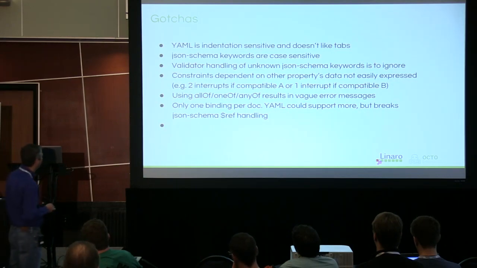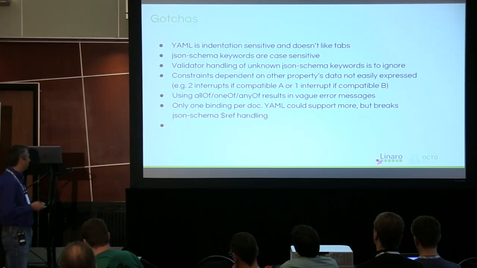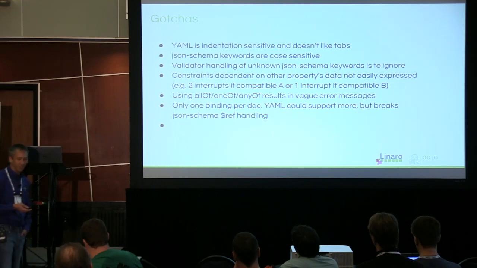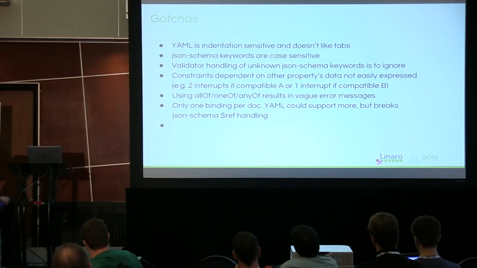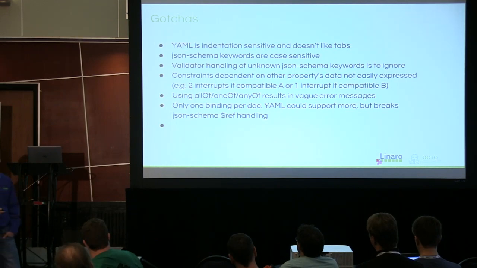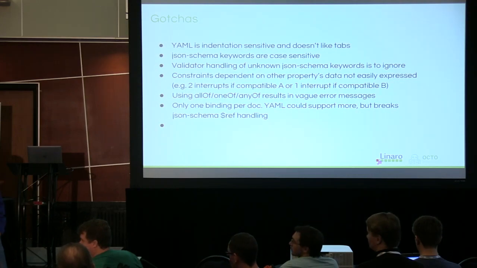And so the other thing, JSON schema keywords are case sensitive, and combined with the validator handling of unknown JSON schema keywords, which is to ignore them, if you get the case wrong on allOf, it will silently ignore it normally. That should get caught by the meta schema. And some validators can have modes to warn you on that, but unfortunately, the Python one does not. I was just wondering if we can get the Python one to start behaving that way, but you just answered that question.